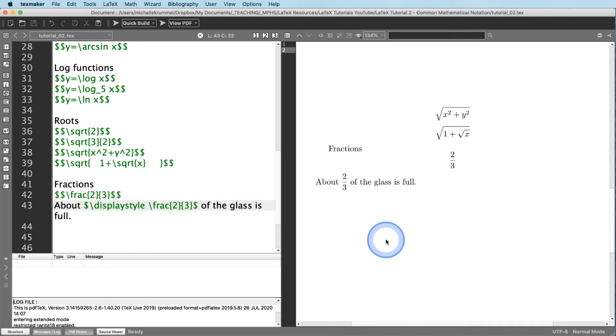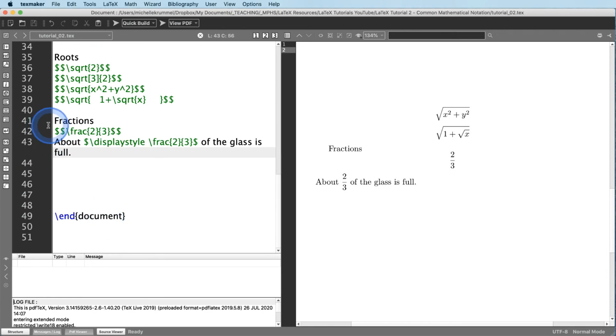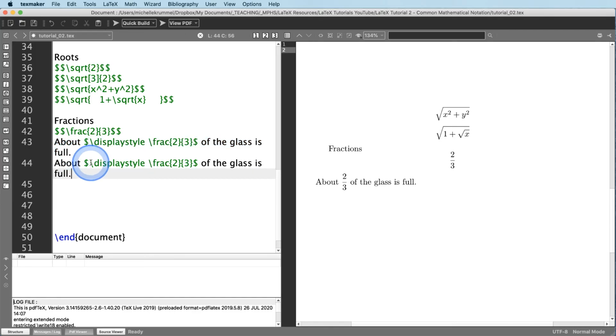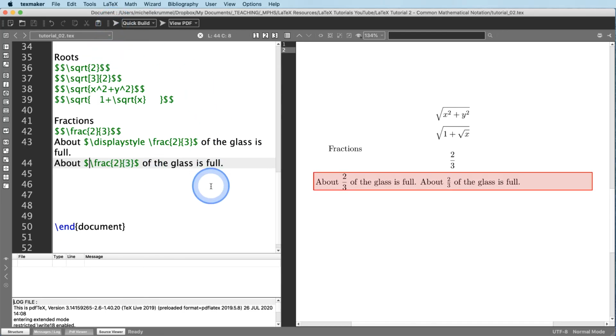So this looks kind of silly. The 2/3 is really big compared to the rest of the sentence. I don't like that, so I'll leave it in here just for tutorial purposes. Let's maybe copy that one more time and take out the display style, so you can see a comparison.